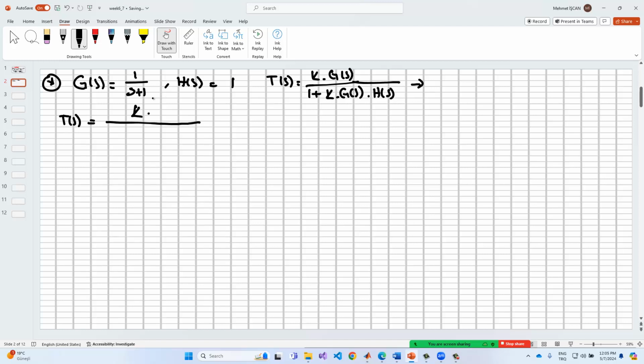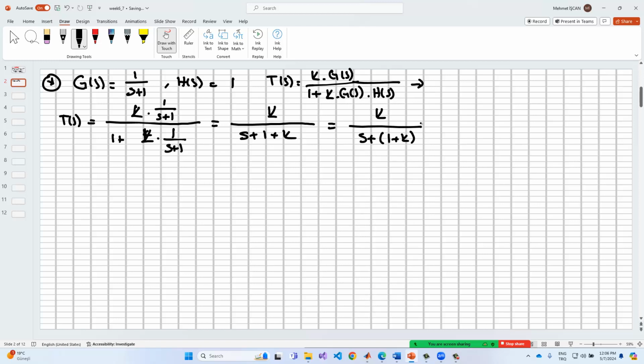K times 1 divided by s plus 1, this is the G(s), over 1 plus K times 1 divided by s plus 1. Okay? If we reorganize the whole equation in here, we will get what? K divided by s plus 1 plus K. Okay? Or we have K divided by s plus 1 plus K.